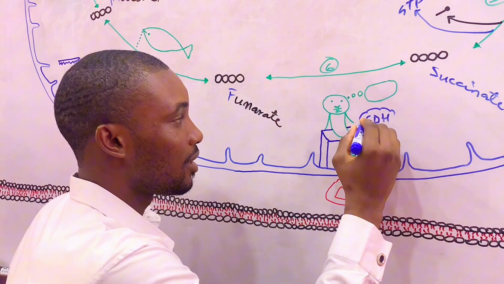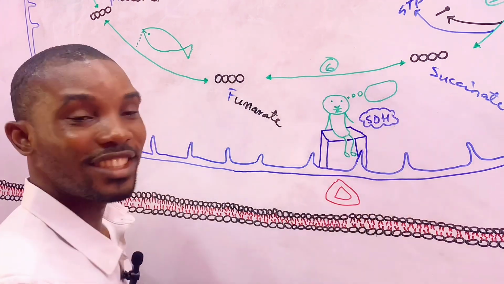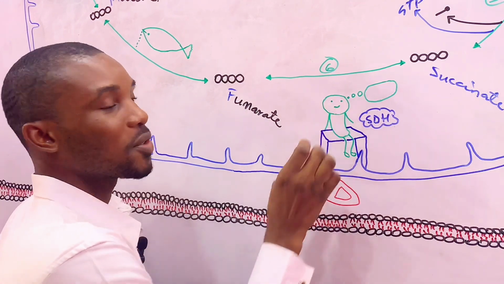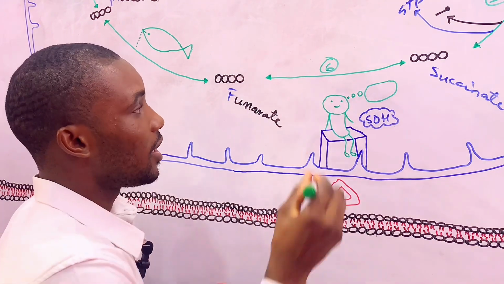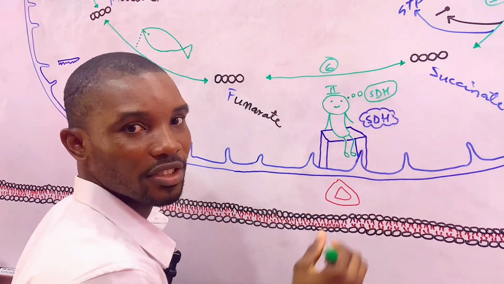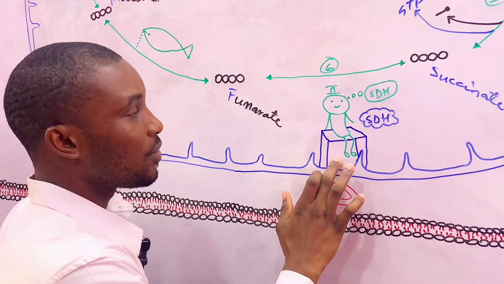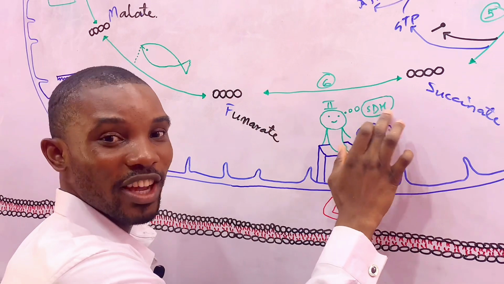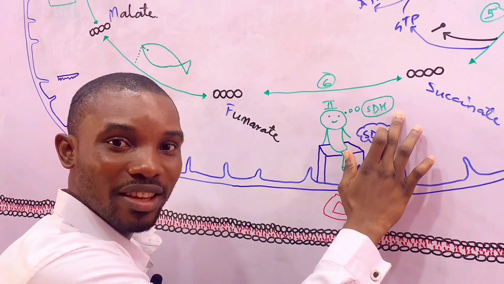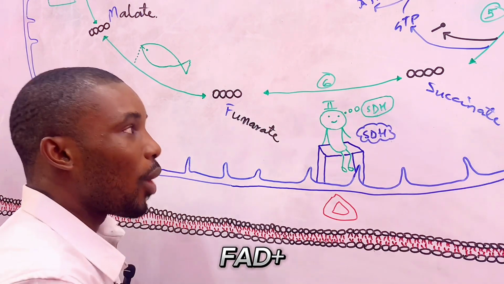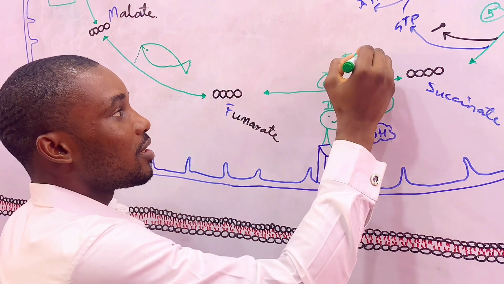Succinate dehydrogenase. Let me remove this 2 here, it makes the enzyme look weird. Let's put the 2 over here. Succinate dehydrogenase converts succinate to fumarate. You heard succinate dehydrogenase, so what are you thinking? Don't tell me NAD. It's FAD. FAD is required.